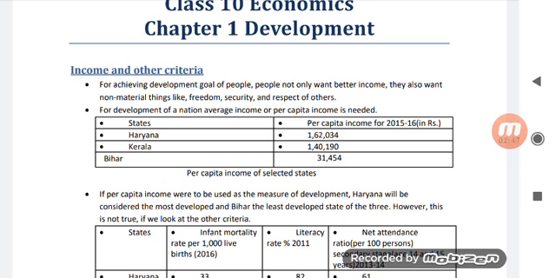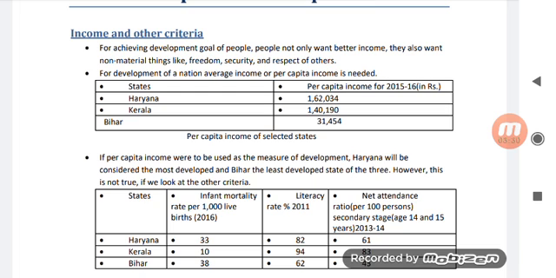However, this is not true if we look at the other criteria. That's why we have the topic income and other criteria. When we compare these three states, if we consider that the development of a country depends on the income, then Haryana will be considered the most developed state, whereas Bihar will be considered the least developed state. But it is not true, because we will look at the other criteria.